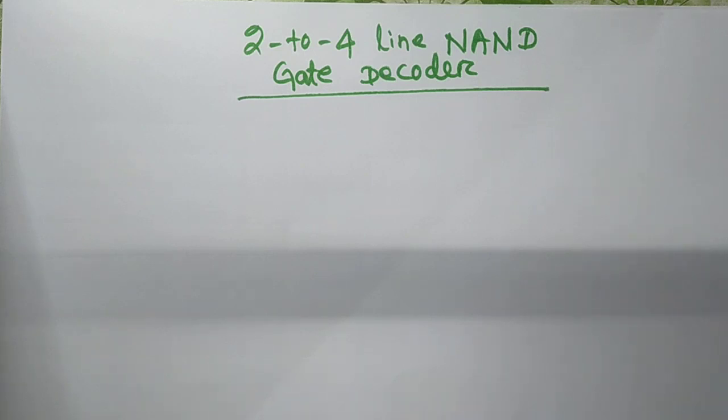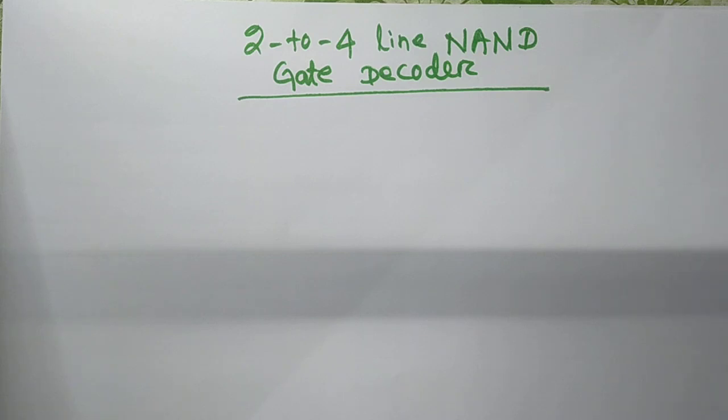Today, I will explain another topic, that is the 2 to 4 line NAND gate decoder. Previously, I discussed the 3 to 8 decoder. Now, I will discuss the 2 to 4 line NAND gate decoder.